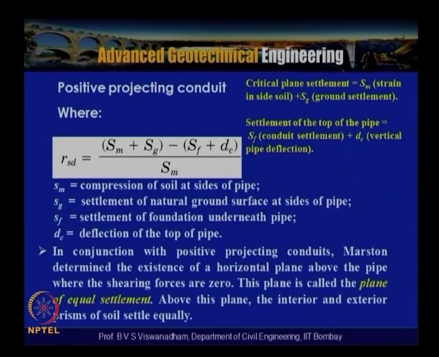In conjunction with the positive projecting conduits, Marston determined the existence of a horizontal plane above the pipe where the shearing forces are 0. This plane is called the plane of equal settlement. Above this plane the interior and exterior prisms of soil settle equally.